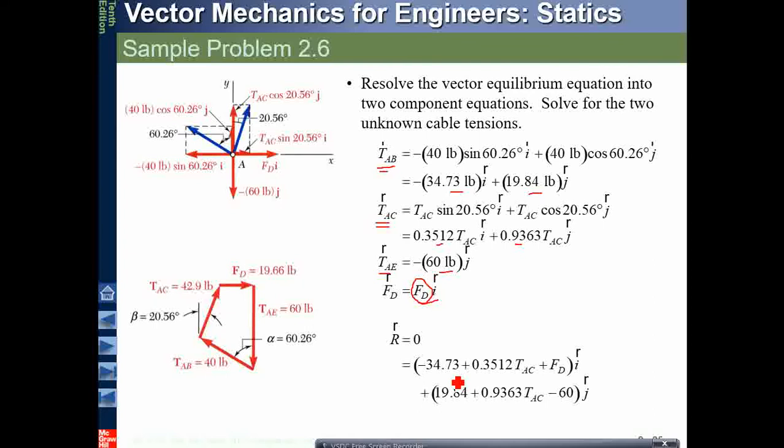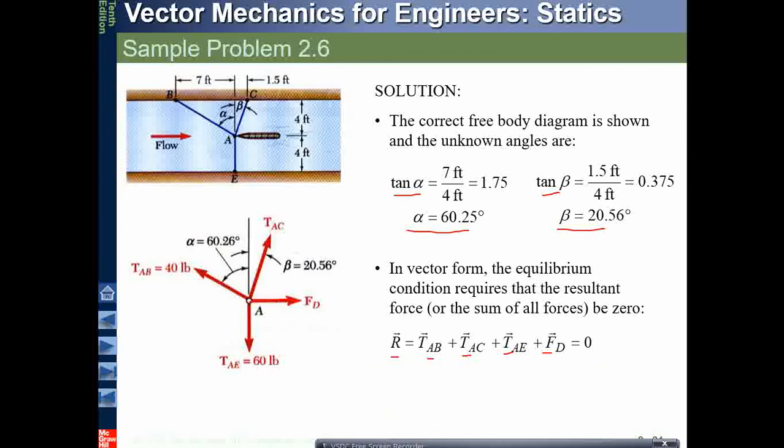Now what needs to be done? As a resultant, you can add all i terms together, and you can add all j terms together, and find the Rx and Ry in this form. These are the three components of i and the three components of j. And remember that the resultant is equal to zero. Why is the resultant zero?